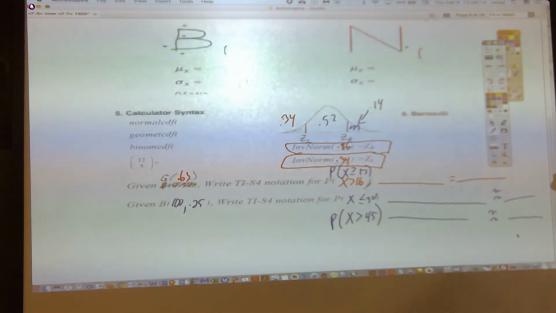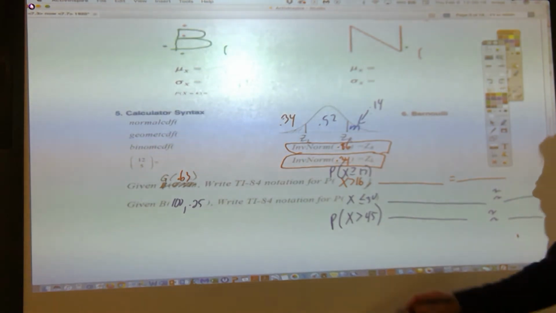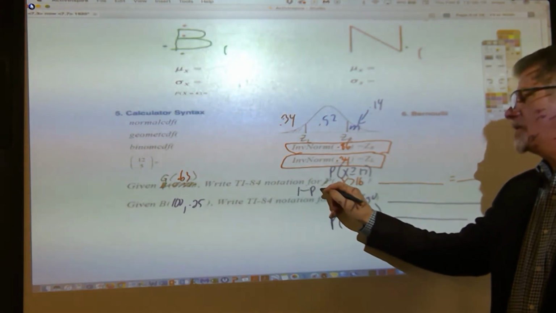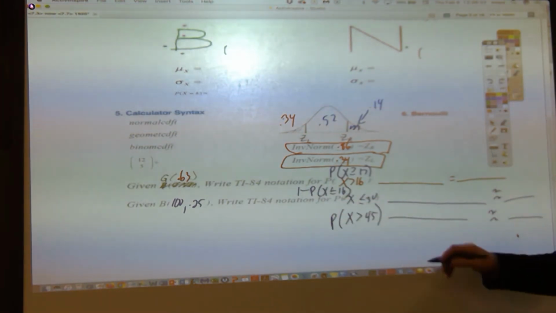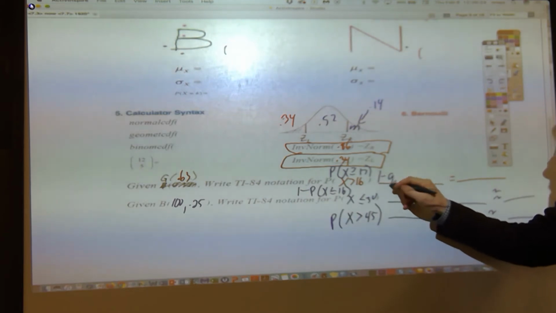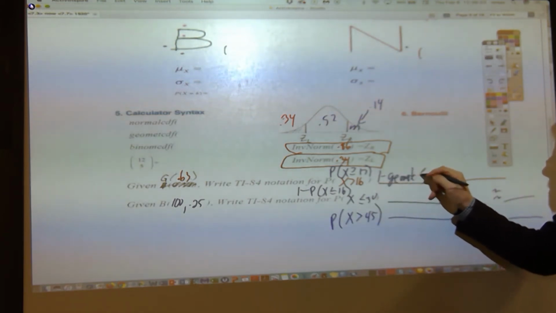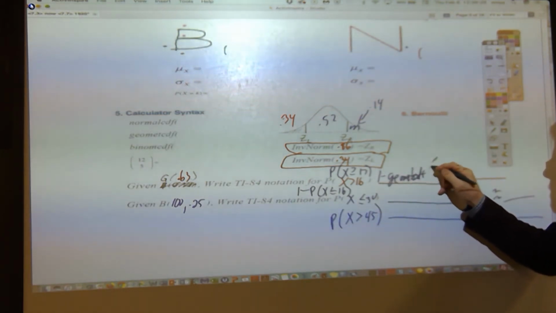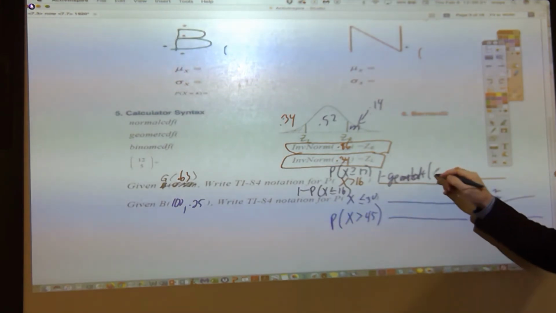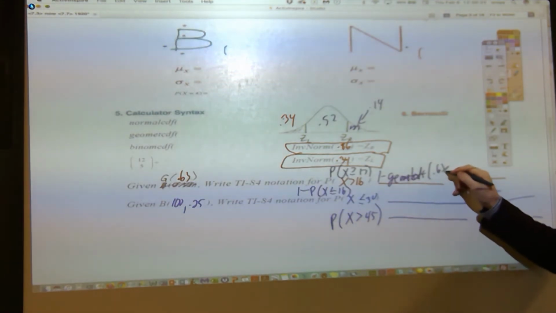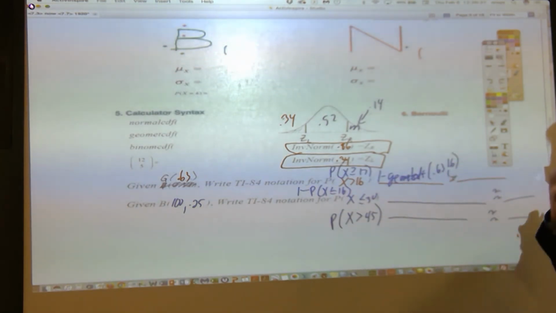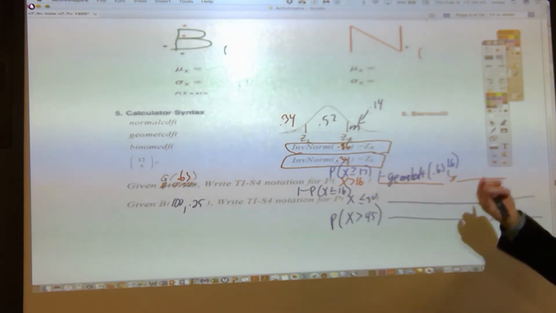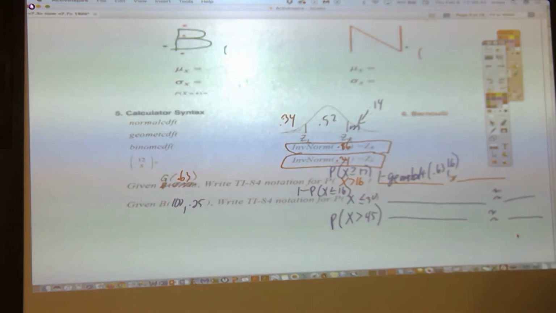So to do greater than or equal to 17, that's the same thing as 1 minus the probability that x is less than or equal to 16. So your calculator notation is going to be 1 minus geometcdf of p, 0.63, comma 16.